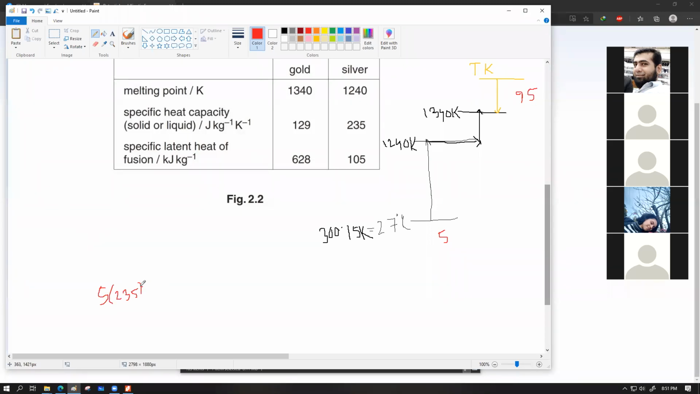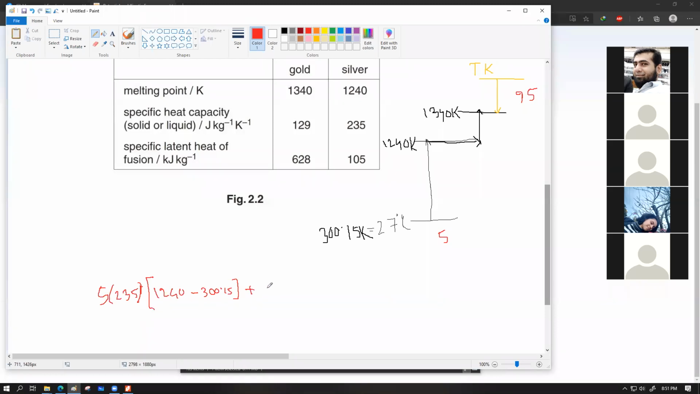So 5 into 235, then how much will be the temperature difference? That should be 1240 minus 300.15. That's the MC delta theta for the silver heating in the solid state.